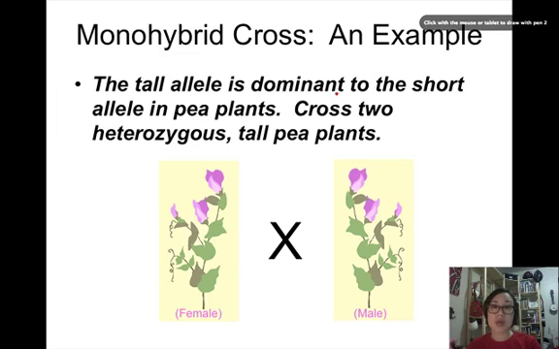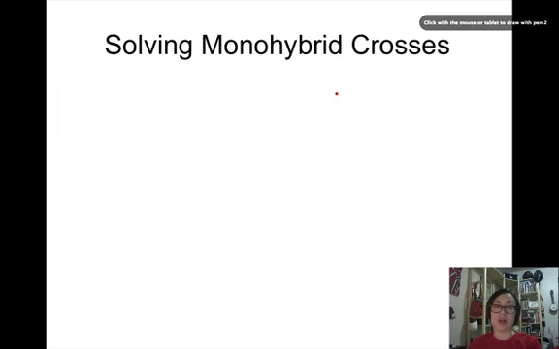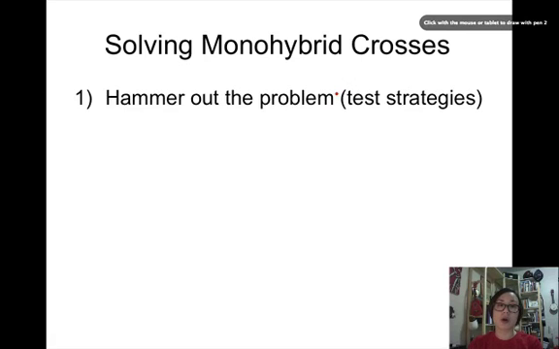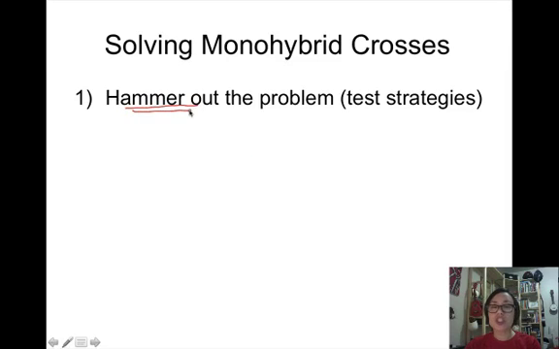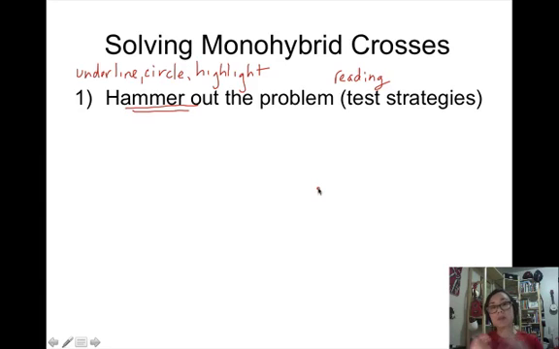But the good news is that we have some specific steps that we want you to follow. Whenever you're solving monohybrid crosses, the first thing that we want you to do is hammer out the problem. We want you to do this every single time you see a word problem. When we say hammer out the problem, basically we're talking about reading as well as test strategies. So we want you to do things like underline, circle, and if you have a highlighter, highlight the important information as you're reading through the word problem, because word problems could get pretty lengthy and it's easy to get confused.